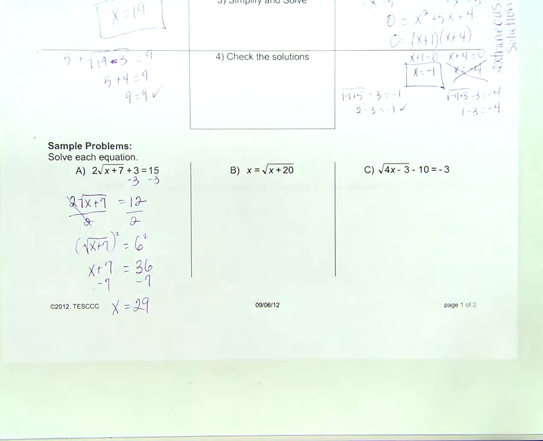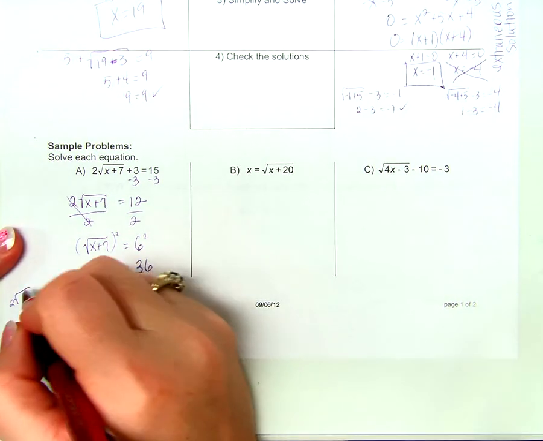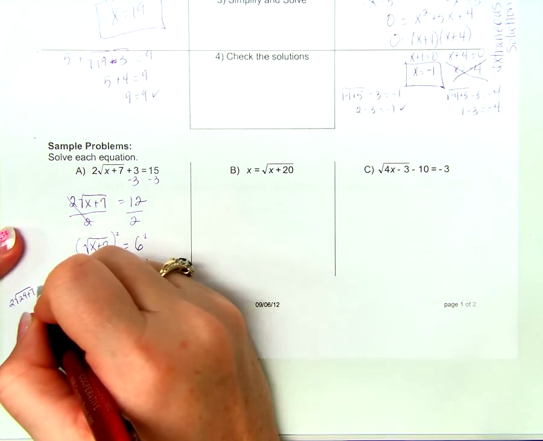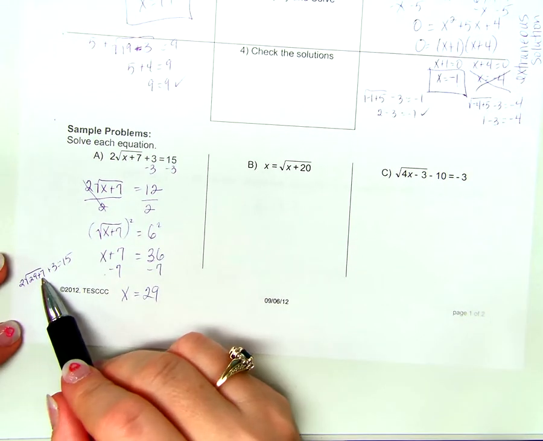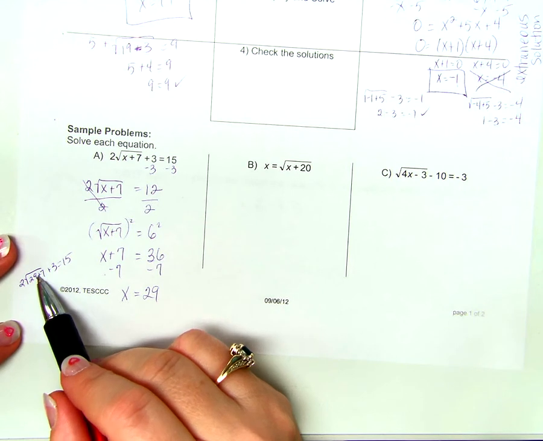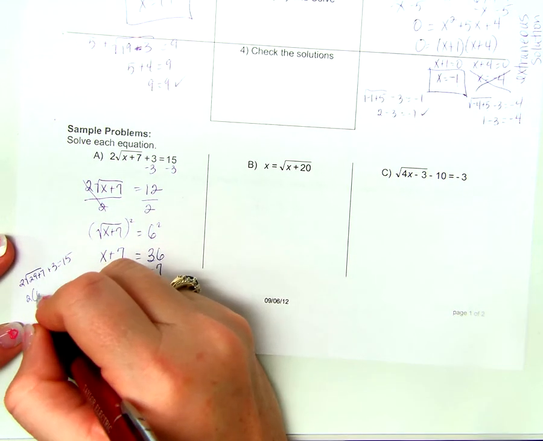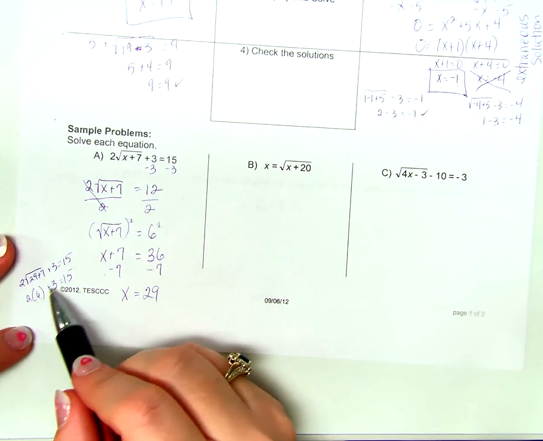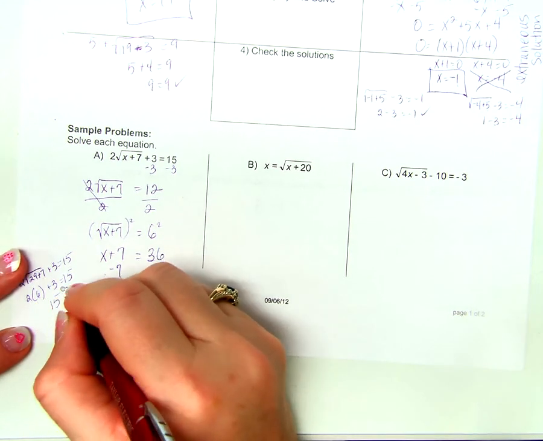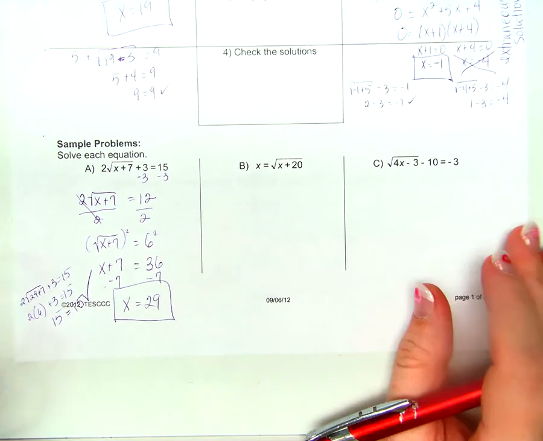29. Is that correct? Well, we can figure it out because we are going to be checking our solutions. Okay? So 2 times the square root of 29 plus 7 plus 3 equals 15, right? Square root of 29 plus 7 is? Well, 29 plus 7 for starters is 36, and the square root of 36 is 6. So I have 2 times 6. 2 times 6 is 12, plus 3 is... Does 15 equal 15? Check. Then I know this is the right answer.